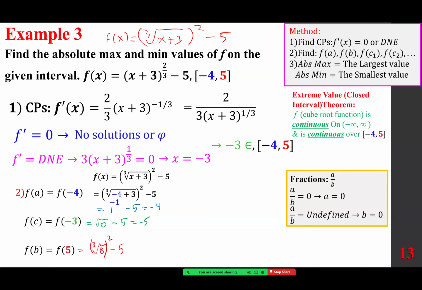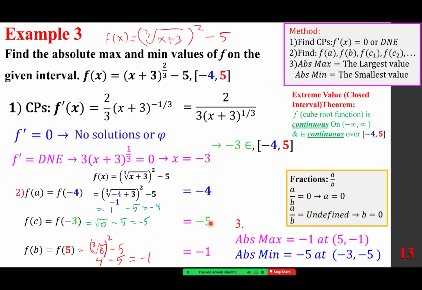And they're all negative. So here's the largest one, here's the smallest one. Absolute max is -1 at this pair. Absolute min is -5 at this pair. So we write absolute max equals -1 at the pair (5, -1). Absolute min is -5 at the pair (-3, -5). Again, pretty straightforward, everybody.